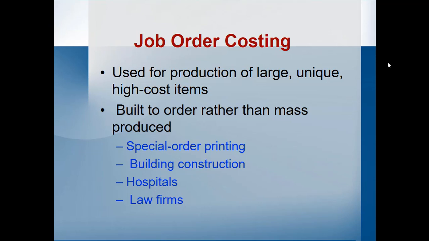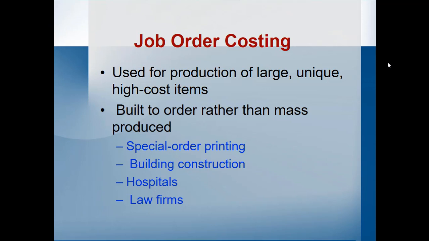Job order costing, on the other hand, is used for production of large, unique, high-cost items, as it tells us on the screen here. When we're talking about job order costing, we're talking about things that are built to order instead of mass produced, like we talked about with process costing. So we're talking about things that are specialized or individualized for each job.